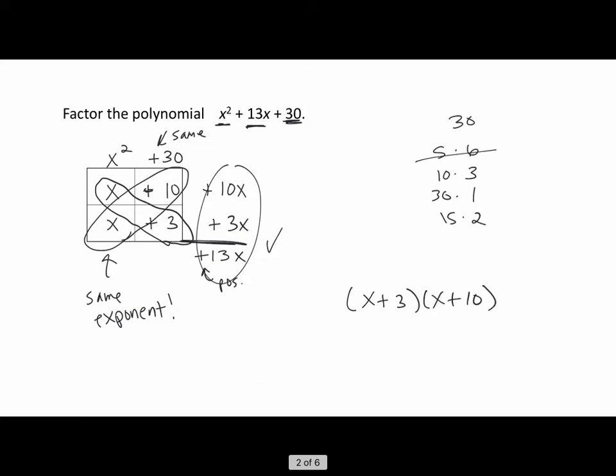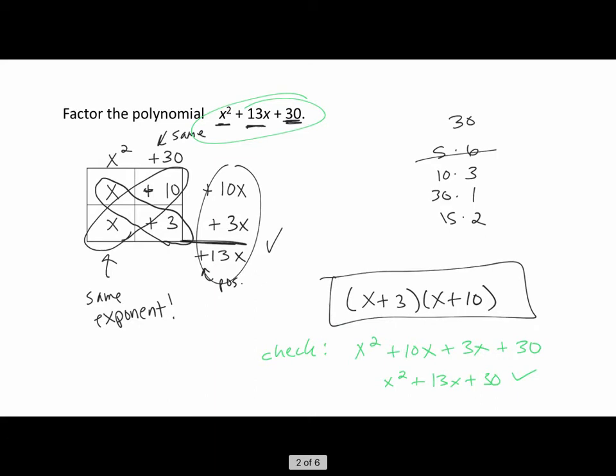And if you want to check, you can always check your factors. That will definitely help if you make a sign error. So you just distribute each term to each term. So x times x is x squared, x times 10 is 10x, x times 3 is 3x, and 3 times 10, that's 30. So that'll be x squared plus 13x plus 30. That checks out with the original polynomial. So that proves that we have the correct factors here for this trinomial.